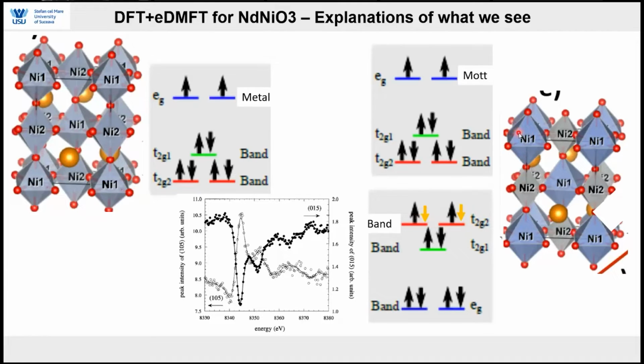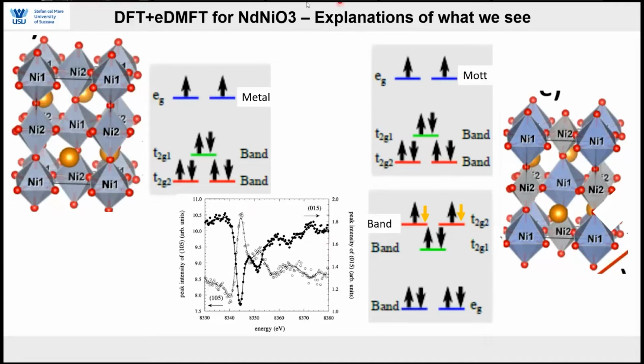So the site which is Mott has a finite magnetic moment, which is spin 1 because I have 2 electrons. The site which is contracted has 0 magnetic moment. And like this, we show that in rare earth nickelates, in neodymium nickel oxygen 3, what we call charge order is not charge order, but it's a fancy state where one site is Mott and one is band.